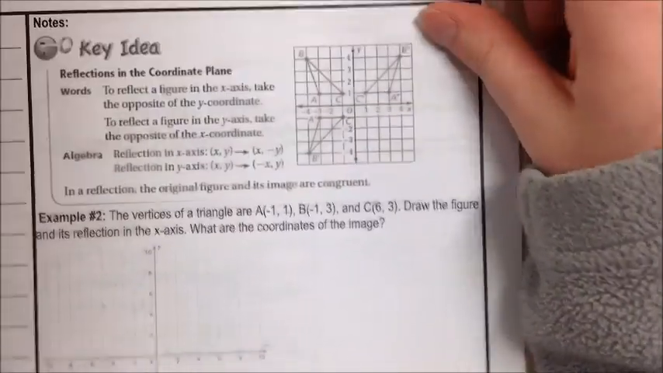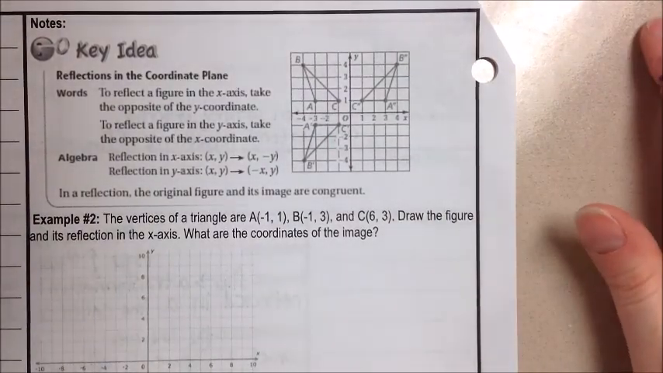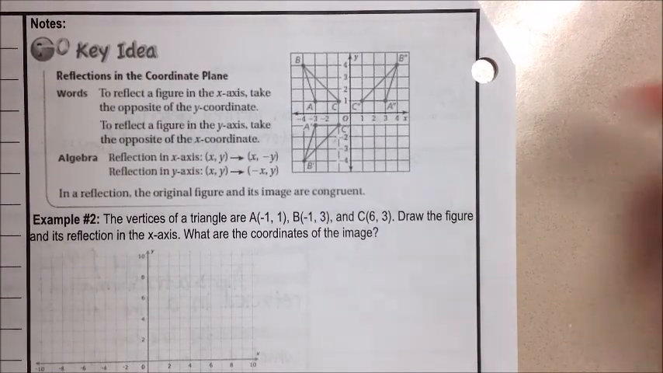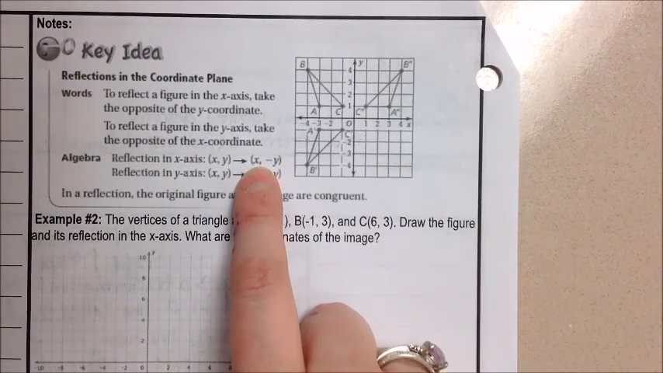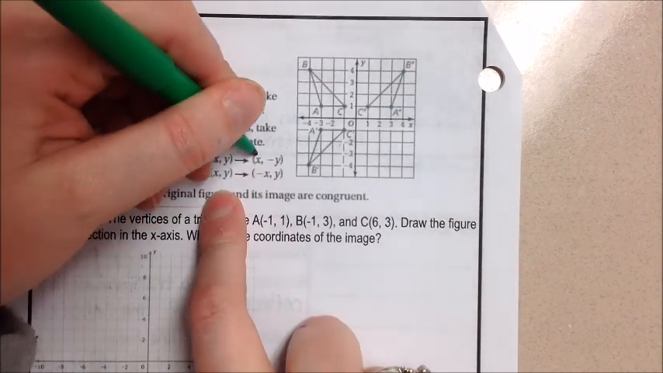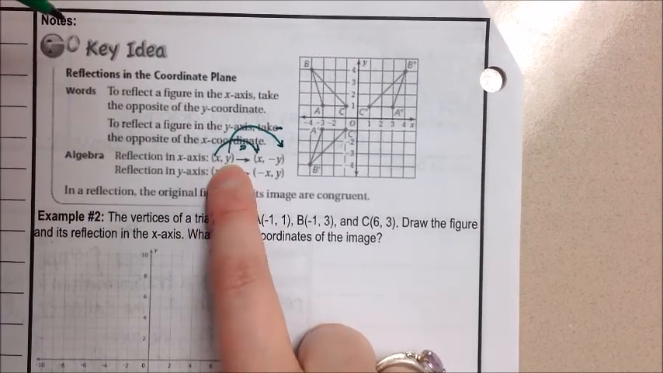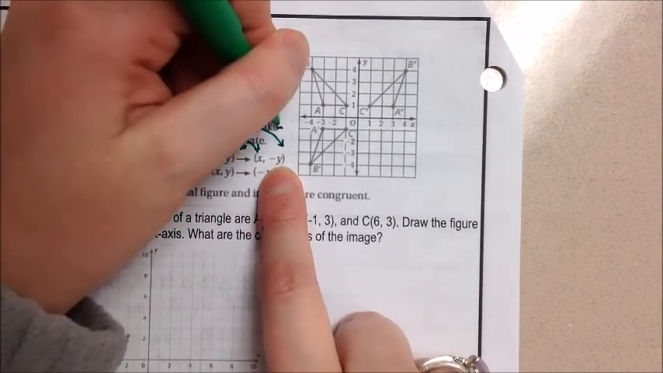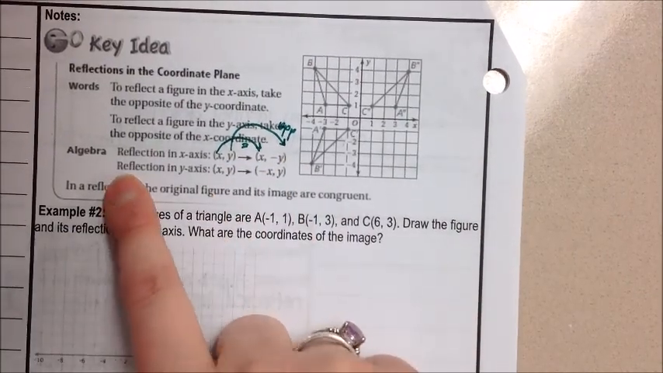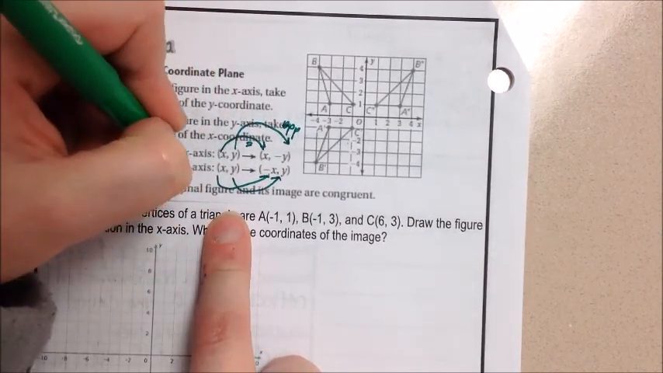Okay, here's our key idea. At the beginning of this topic, we talked about how we reflected those points, and when I reflect in the x-axis, the x stays the same, and you take the opposite of the y. So the x is the same, those are equal, and then the y is the opposite. It's not necessarily negative, because if y starts as negative, you end up being positive. You take the opposite. And then when you reflect in the y-axis, the y stays the same, but the x gets the opposite.